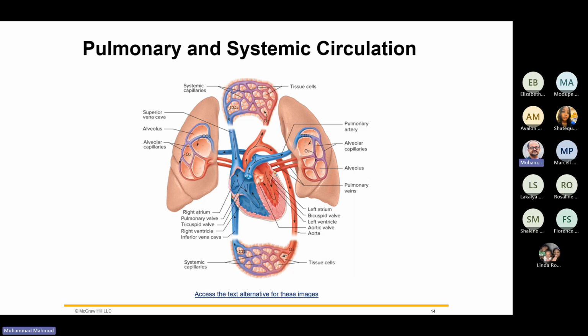The largest and most important circulation is the systemic circulation, carrying oxygenated blood to every part of the body except the lungs, and then it will come back for oxygenation into the heart, the right side of the heart.